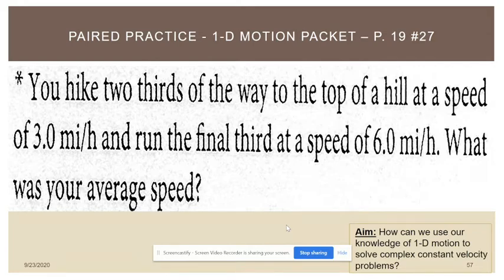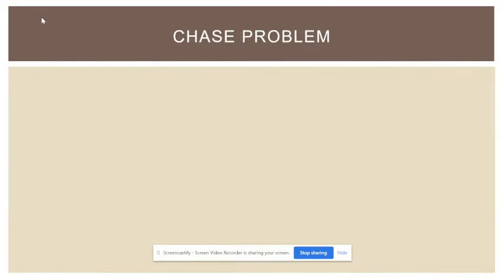And with that, now we're moving on to the second and final complex constant velocity problem, which is the chase problem. And I call these problems chase problems to make them look exactly like they sound. A chase problem I refer to as a chase problem because the objects will be chasing each other.